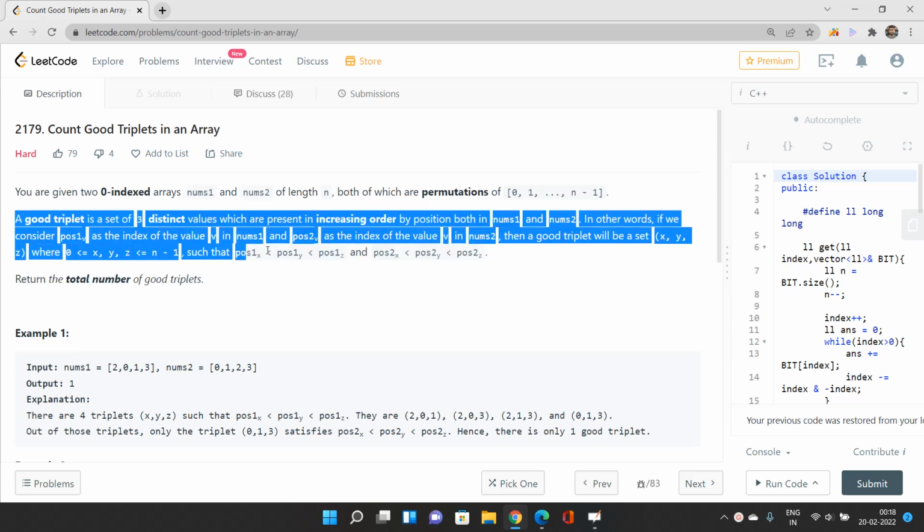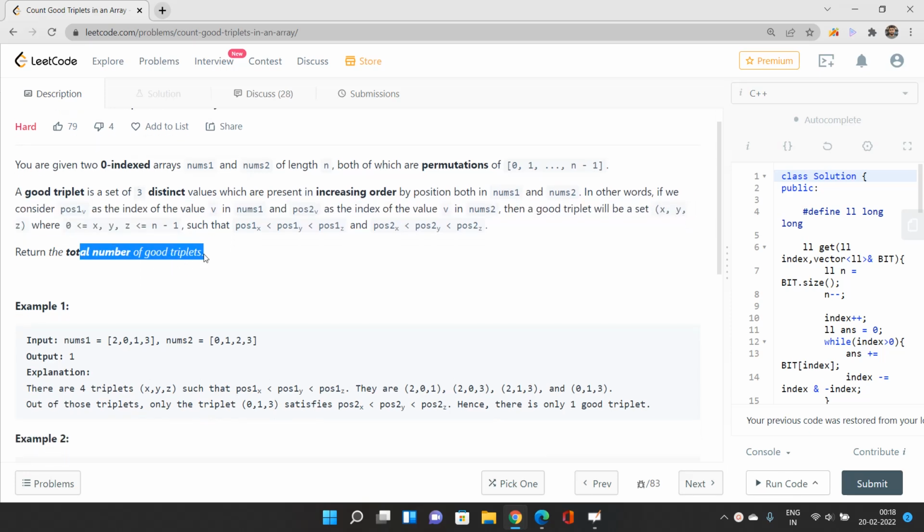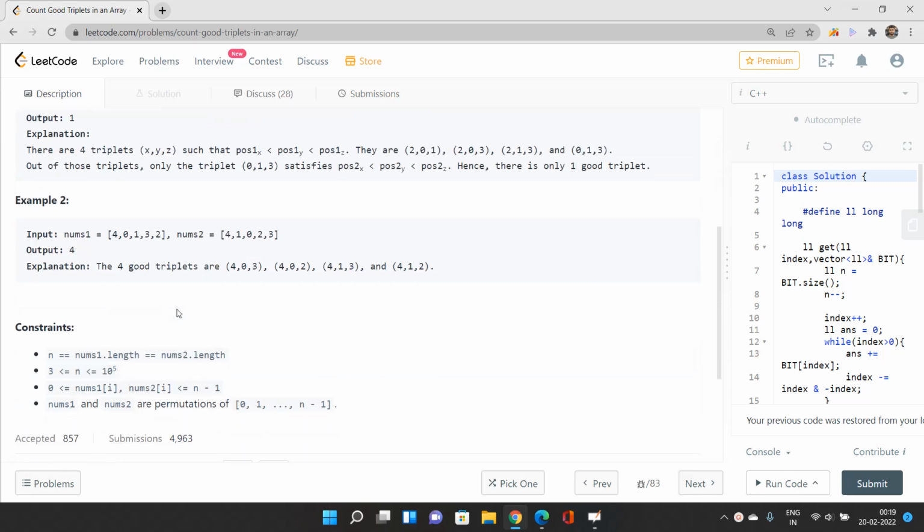I will recommend you guys to read this entire definition 2 or 3 times, and if you are still getting doubts, then no need to worry about. Again, I will explain this entire thing, good triplet, with the help of examples and help you analyze what is actually the meaning of this good triplet and how we can find them efficiently. So I will explain this later on. For now, let's skip it. We need to return the total number of good triplets, which should be our answer.